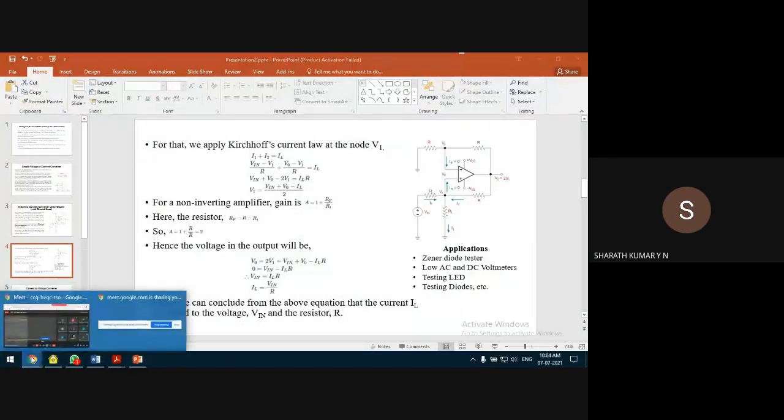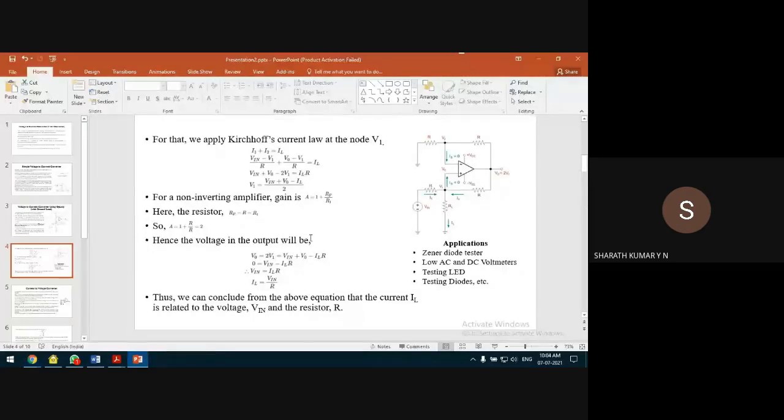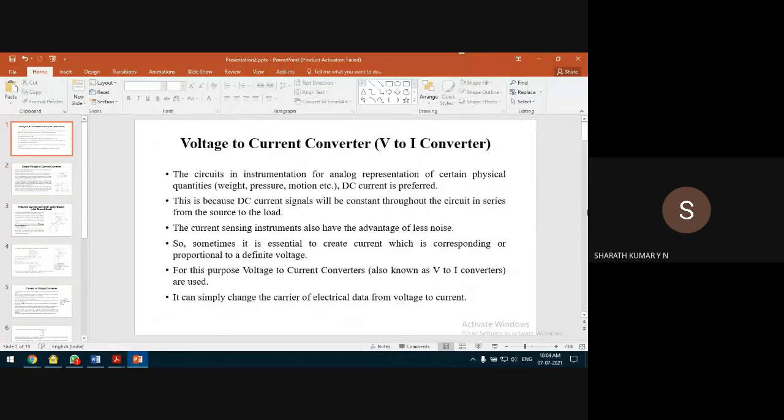Because this is the presentation, which we will use to discuss the converters, current to voltage and voltage to current converter.